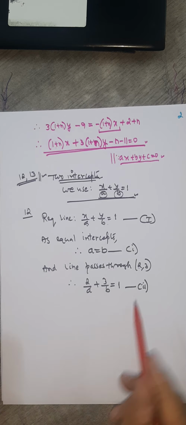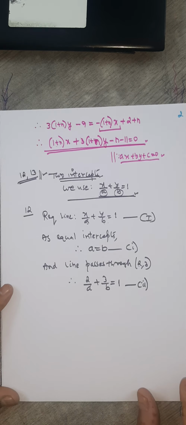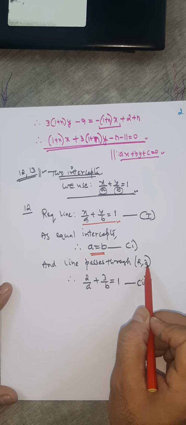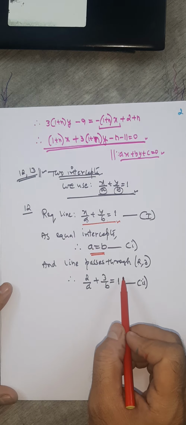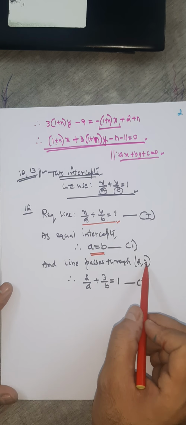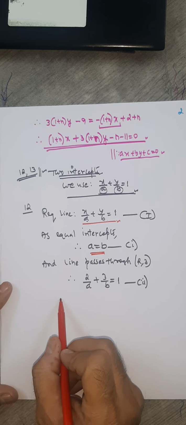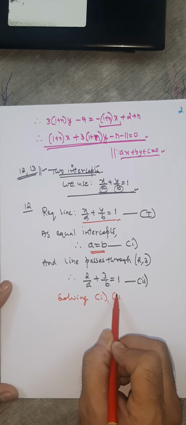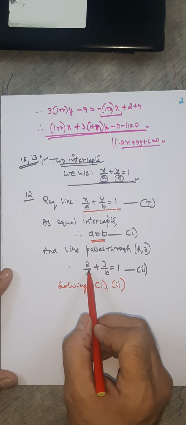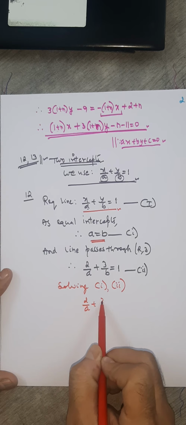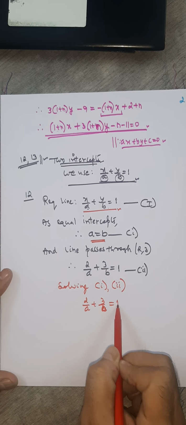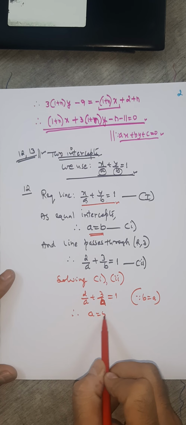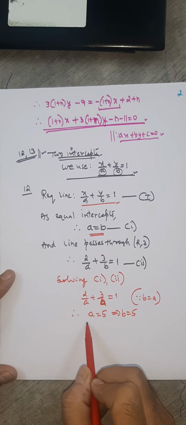We solve equations small 1 and small 2 for a and b, and we put into equation number 1. Equal intercepts, and our required line passes through 2, 3. That means 2, 3 satisfy this equation. So instead of x I put 2, instead of y I put 3. Now solving 1 and 2, not difficult to solve. Okay, so a equals to b. So 2 by a plus 3 by b, that is a again, equals to 1. So I'll get a equals to 5. If a is 5, b is also 5. You got a and b.